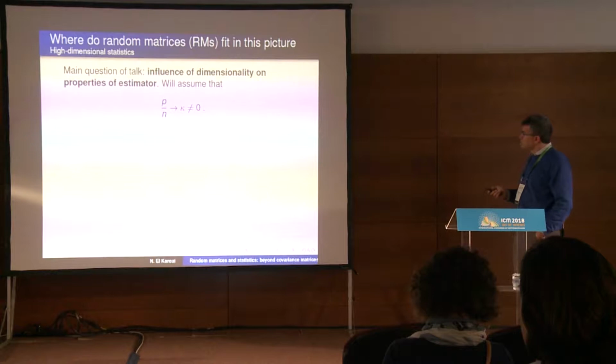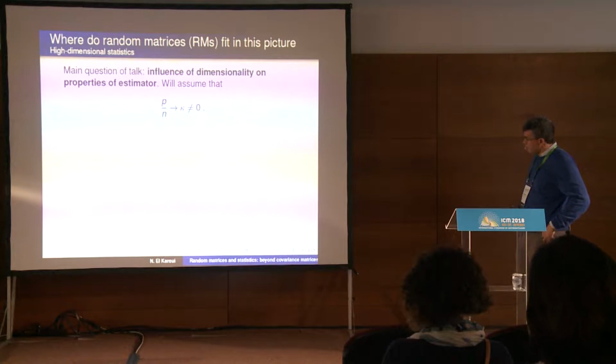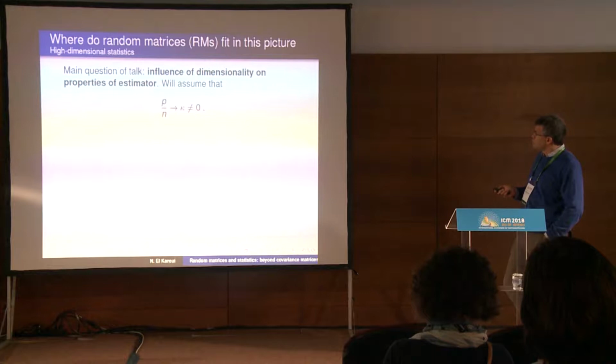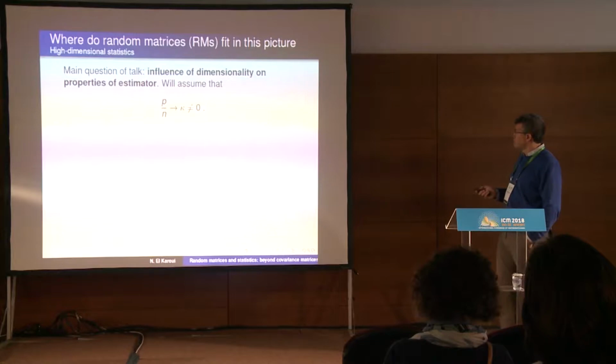And the main question for me in this talk is, or was for a while, what's the influence of dimensionality of the properties of the estimator? So P was the dimension of my predictors. And contrary to the classical statistical setup, I'm going to assume that P over n, the number of dimensions of the predictors over the sample size, goes to a constant that's not zero.